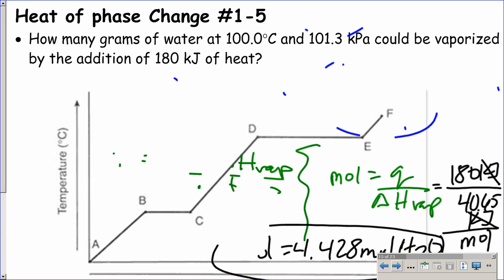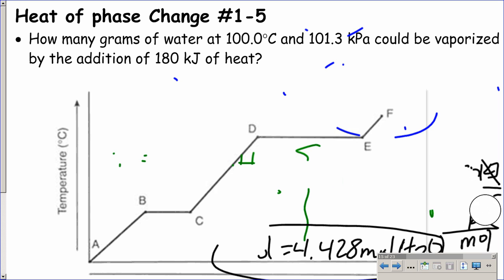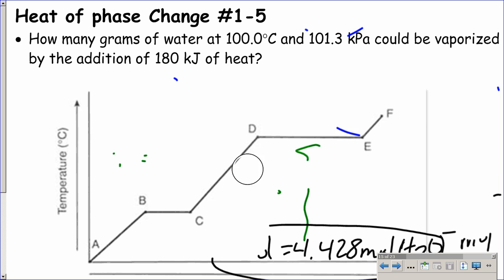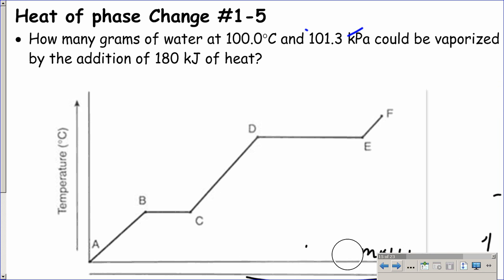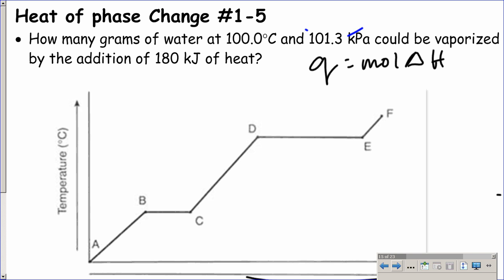Okay, so looking at this one, we have the heat of phase change. Which equation are you using? You already know. Q equals H times moles, or molar mass. Okay, so we'll probably have molar mass involved here someplace. So I'm going to go ahead and write down Q equals moles times delta H, because that is what we already know is phase change heat one.